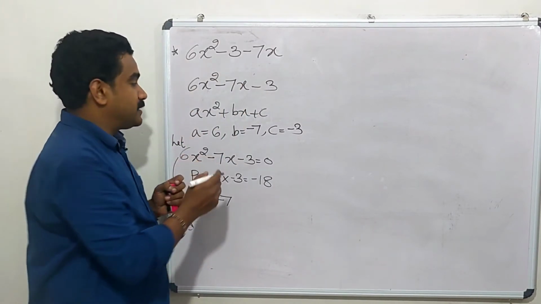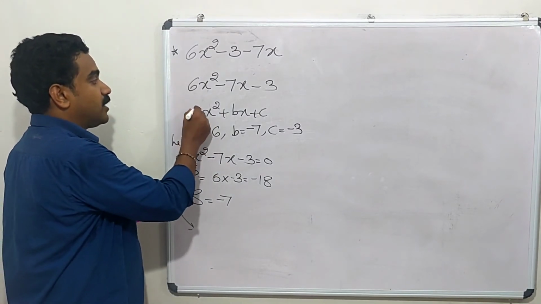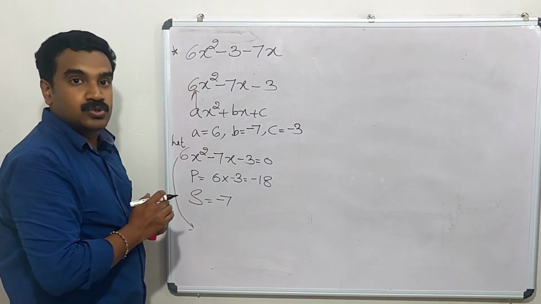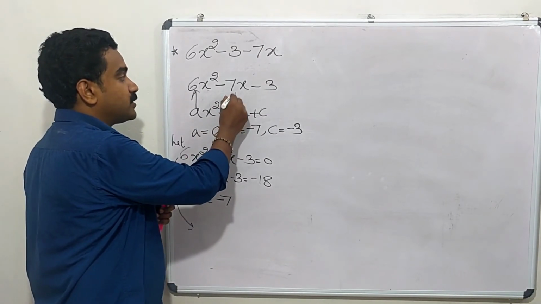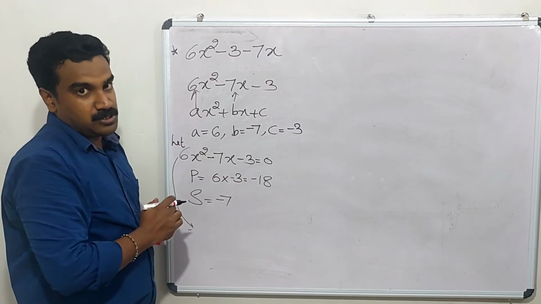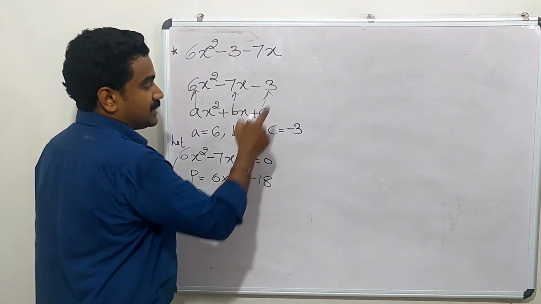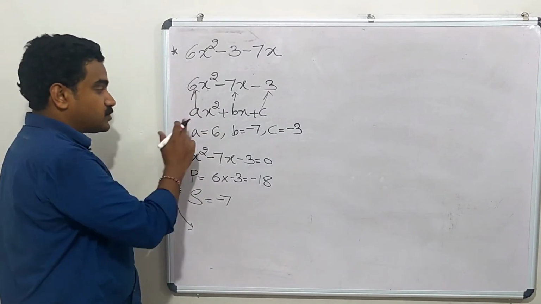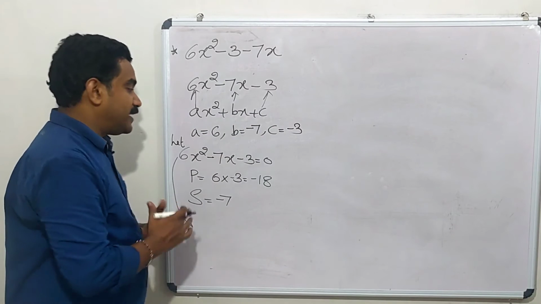Now compare this with ax square plus bx plus c. What is a? a is the coefficient of x square, therefore a equal to 6. Next, what is b? b is the coefficient of x. So what is the coefficient of x? Minus 7. So b equal to minus 7. And c, what is c? c is the constant term. c is negative 3. So a equal to 6, b equal to negative 7, and c equal to negative 3.